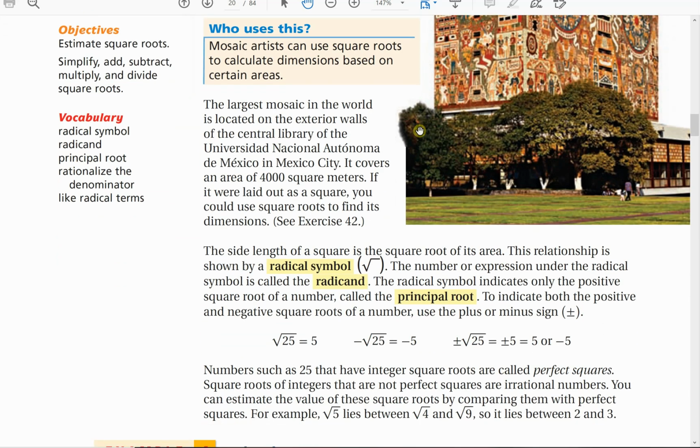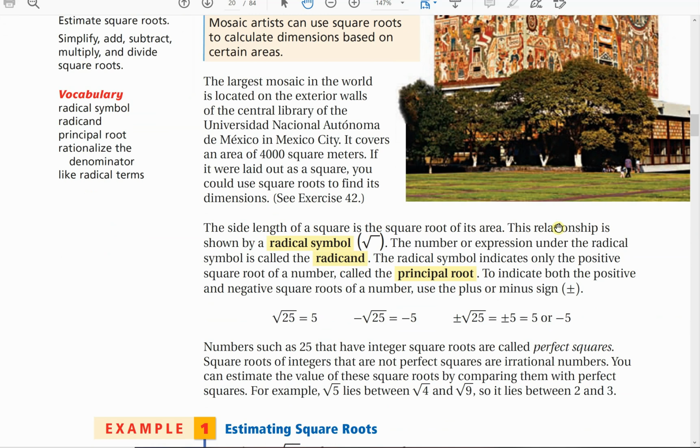So pretty cool. The side length of a square is the square root of its area. This relationship is shown by this guy here, the radical symbol. The number or the expression that's underneath that radical symbol is called the radicand. And the radical symbol indicates only the positive square root of a number, called the principal root. So when you do the square root on your calculator, you're always going to get the positive answer. But there could be a negative answer as well, and we'll get to that in just a second. We also use the plus or minus sign to indicate both roots, not just the principal, but also the negative.